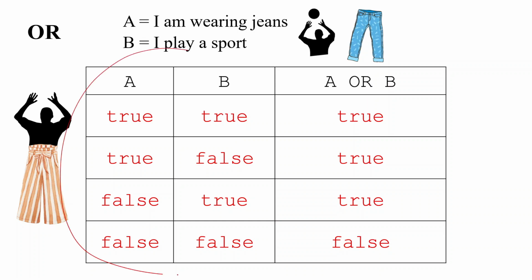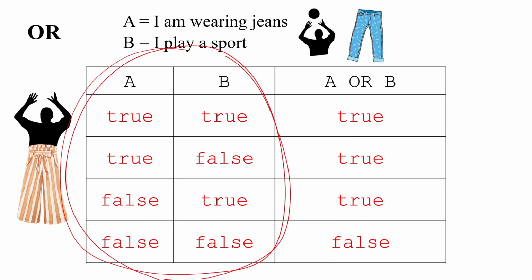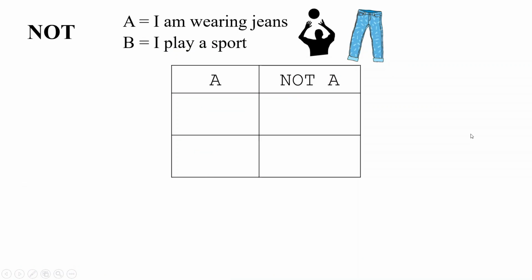So this time, A and B, all the combinations. Notice how it's the same as it was for the and, that'll always be true, those combinations. But now we compare A or B.